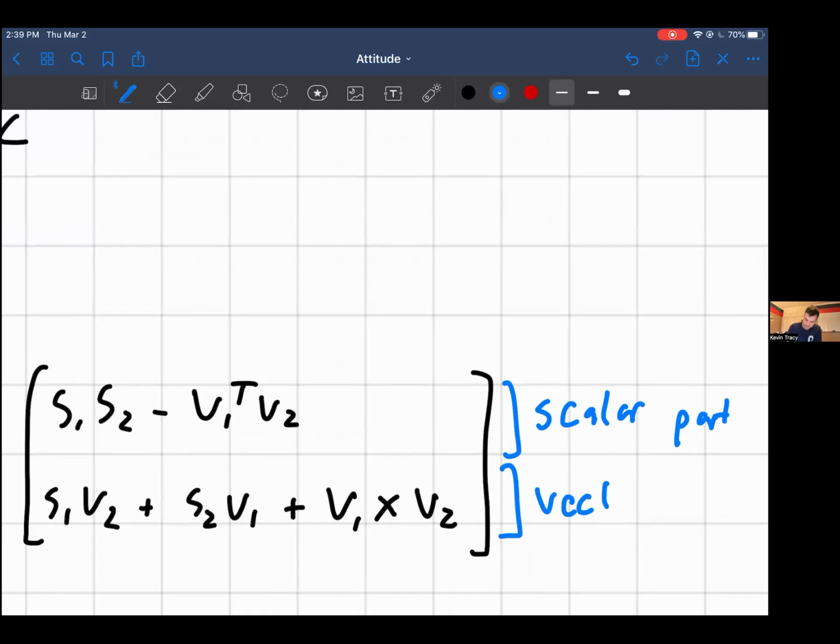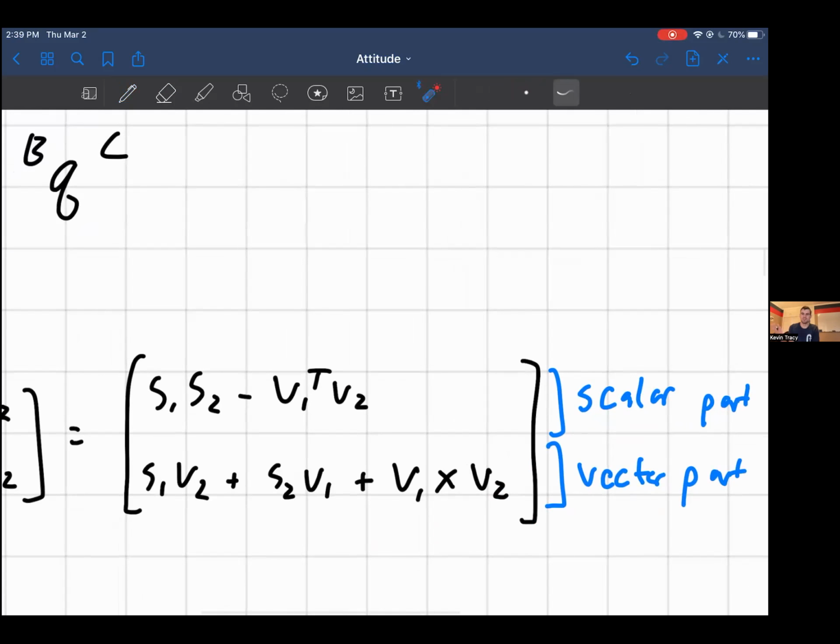And then the vector part is the S1, V2, S2, V1 plus the cross product of these. So when you see Hamilton in the original quaternion stuff, he writes out the imaginary number math of what's I times I, what's I times J, what's J times K. All of that logic is captured right here. So this is basically what lets us not worry about the hardcore imaginary number math and just think about this in terms of all these operations that we're already familiar with.